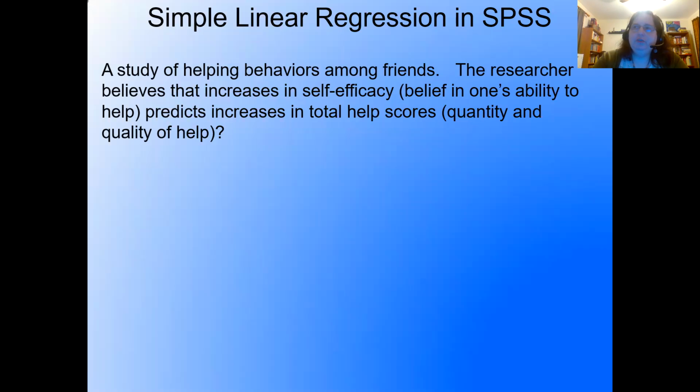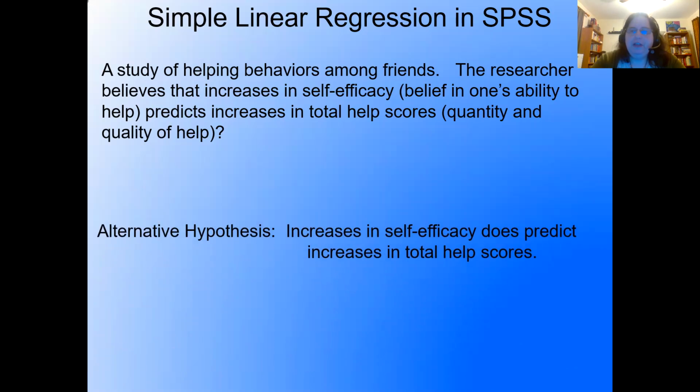So to understand this, we're going to work our way through an example, all the way through using SPSS to understand how this part works. So we're going to look at a study of helping behavior among friends. The researcher believes that increases in self-efficacy, which is a belief in one's ability to help, predicts increases in total help scores, both quantity and quality of help. Okay, so does self-efficacy predict total help scores?